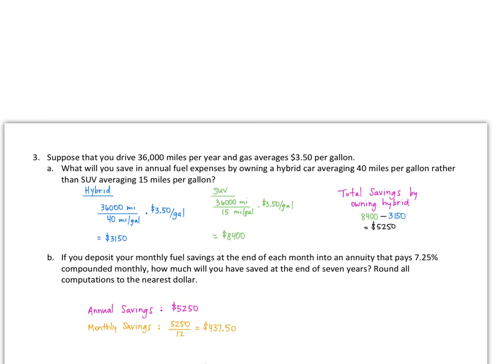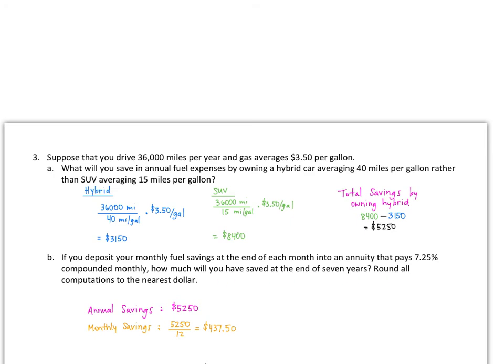So now let's suppose we take that annual savings, all right, and we deposit the monthly fuel savings at the end of each month into an annuity that pays 7.25% compounded monthly. How much will you have saved at the end of 7 years? Round all computations to the nearest dollar.